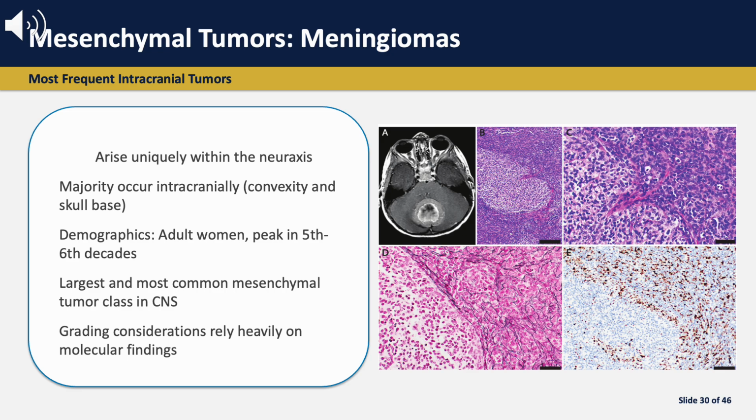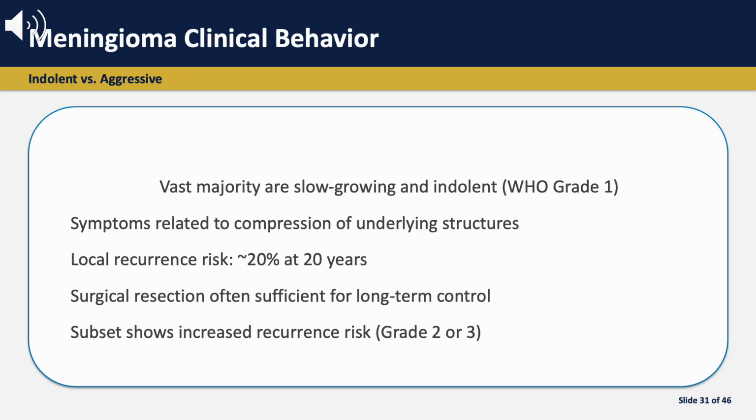Meningiomas comprise the largest and most common mesenchymal tumor class arising within the CNS. These neoplasms may arise throughout the neuraxis. However, the majority occur intracranially within the convexity and skull base. These tumors are most frequent in adult women, with a peak incidence in the 5th and 6th decades. The vast majority of meningiomas are slow-growing and indolent in behavior, corresponding to WHO Grade 1. When present, clinical symptoms are usually insidious in onset and related to compression of underlying structures. The risk of local recurrence is approximately 20% at 20 years, and surgical resection is often sufficient for long-term control.